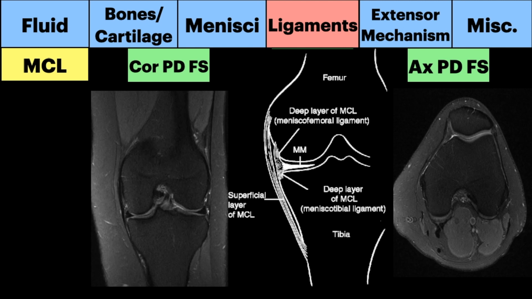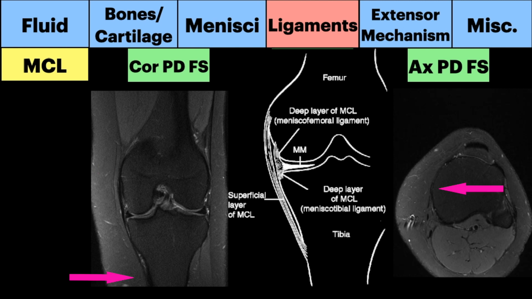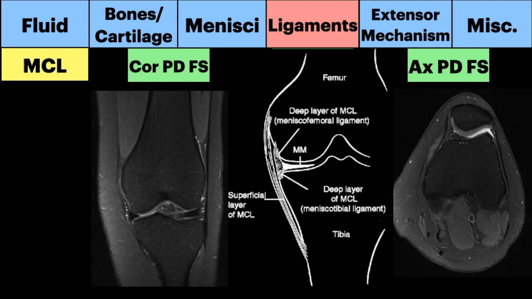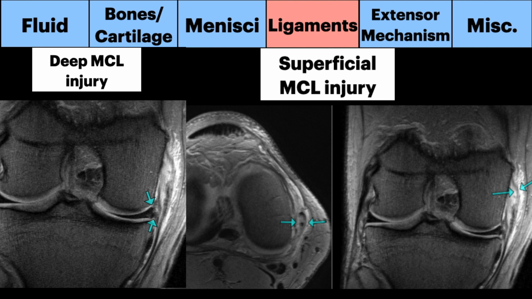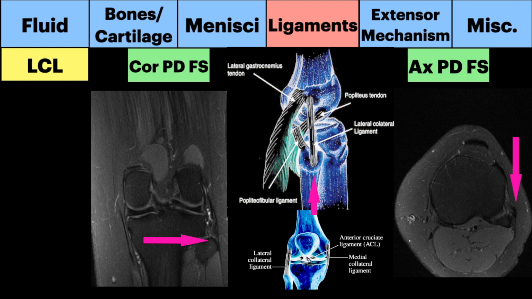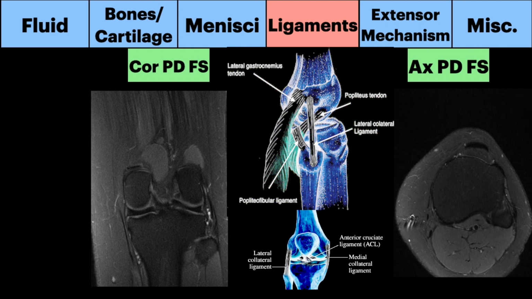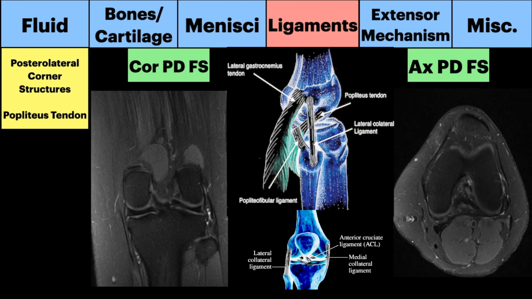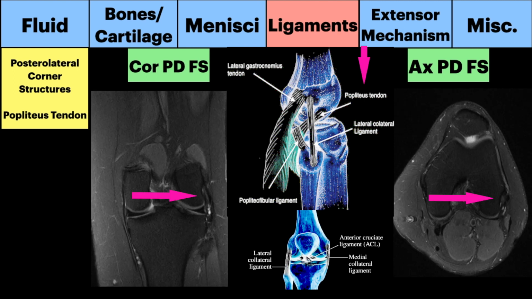The MCL consists of deep and superficial fibers. The superficial MCL extends from the medial femoral condyle to the distal proximal tibia, 6 centimeters distal to the tibiofemoral joint line. The LCL extends from the lateral femoral condyle to the fibular head. Additionally, there are many posterior lateral corner structures, which are beyond the scope of this video. One important structure is the popliteus tendon, which inserts into the popliteus notch.